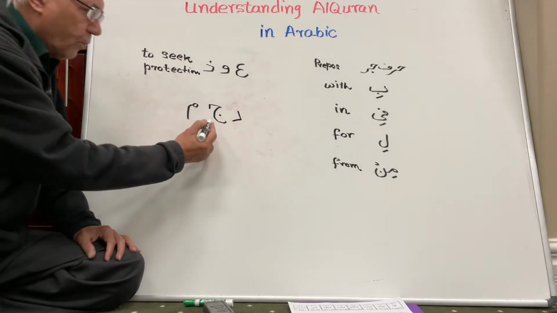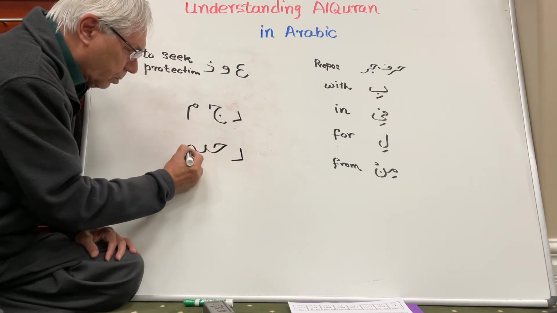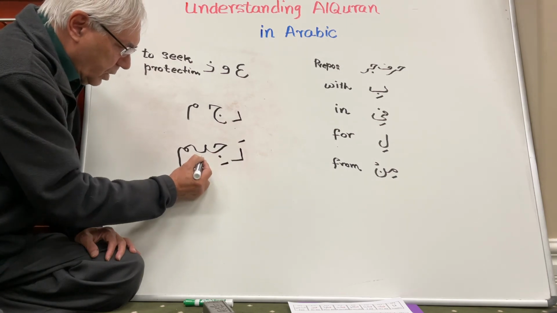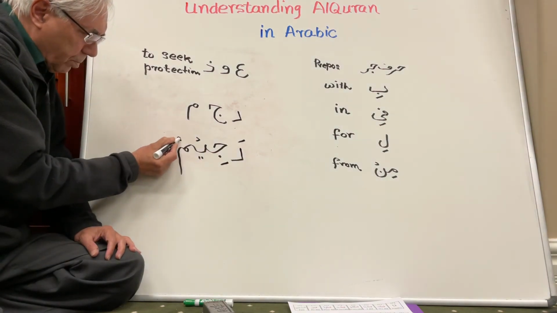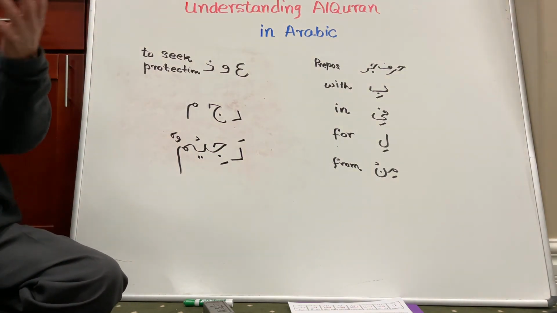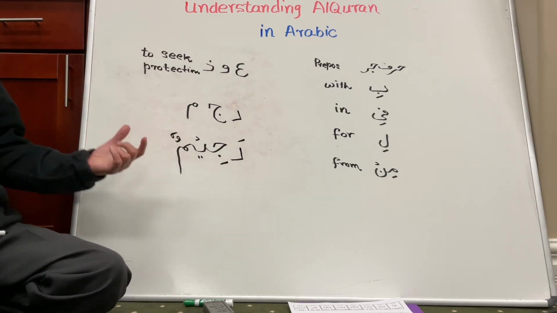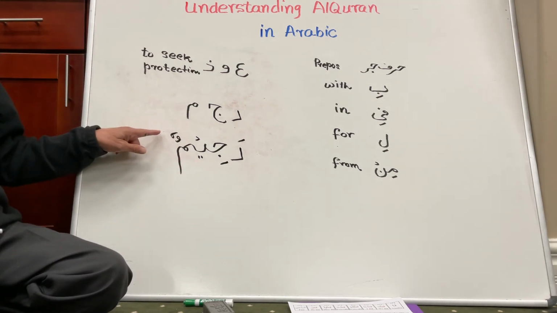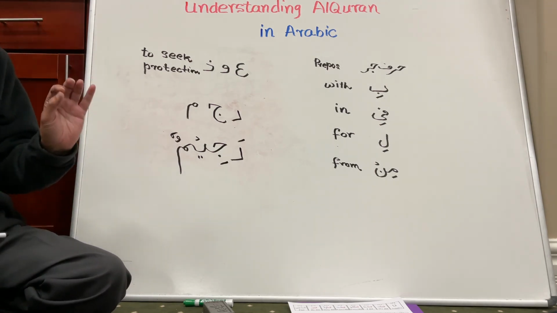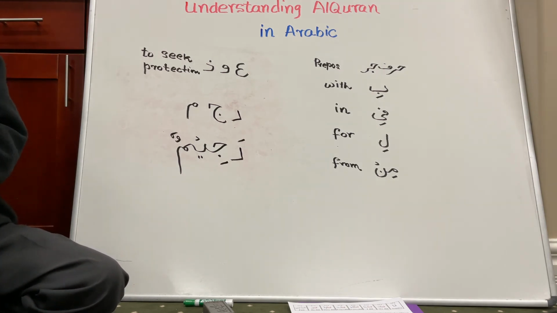Okay, so from this word the noun is rajimun. Rajimun, always 2 dhammas at the end. And this is the wazn of Rahama, Rahim, Qadara, Qadir. Okay, so Rajim, full word is rajimun. Rajimun means the one who is cursed, the one who has been rejected.